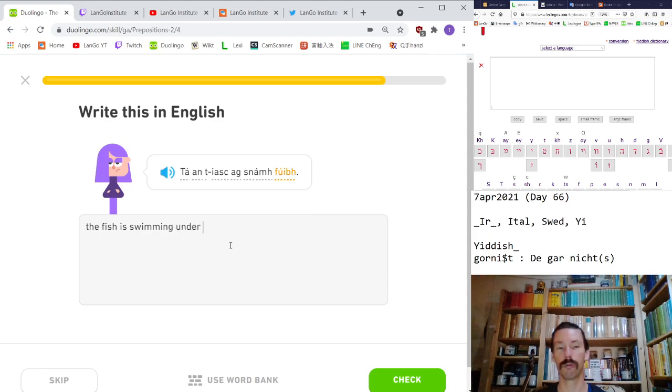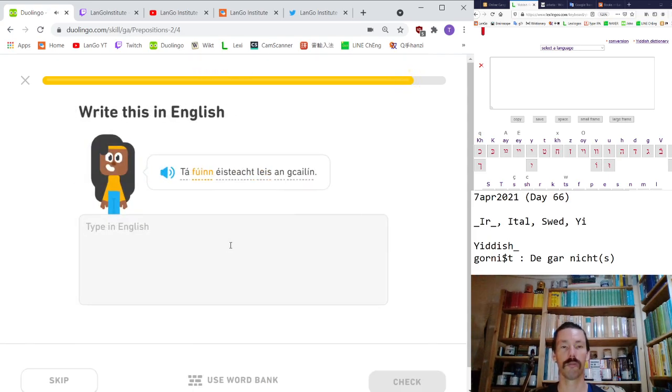Fúinn, under us. Tá fúinn éisteacht leis an gcailín. Reflected verb in that the periphrastic construction, two verb phrase. Reflective one is the only one that's moved up to the front. Tá fúinn éisteacht leis an gcailín. It is under us means we intend to. Éisteacht, listen. Leis an gcailín, mutated. To the girl.